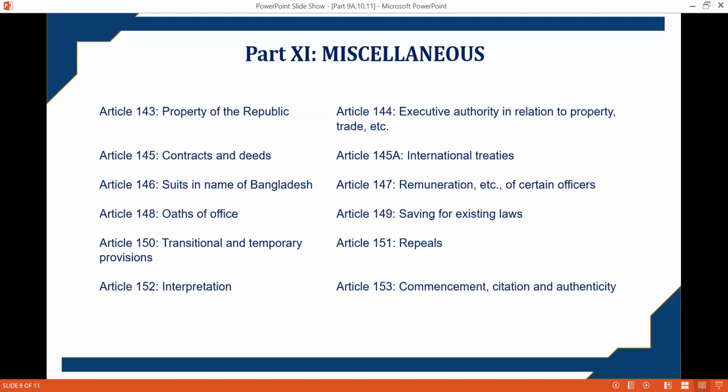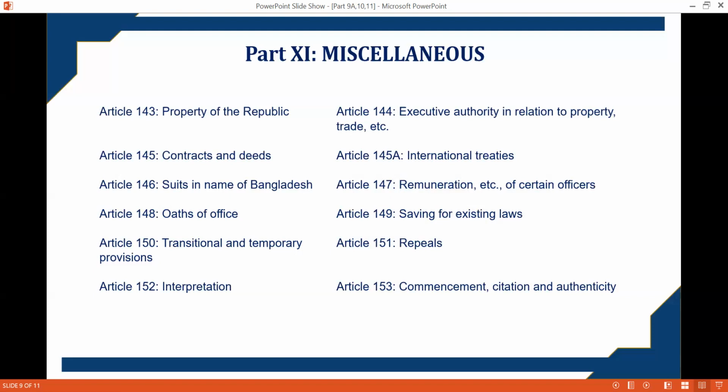All treaties with foreign countries shall be submitted to the President, who shall present them to the Parliament, except treaties concerning national security, which shall be presented in a secret session of the Parliament. Under Article 146, the government of Bangladesh may sue or be sued in the name of Bangladesh.